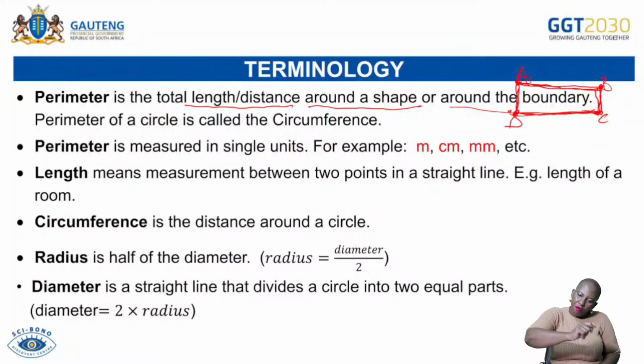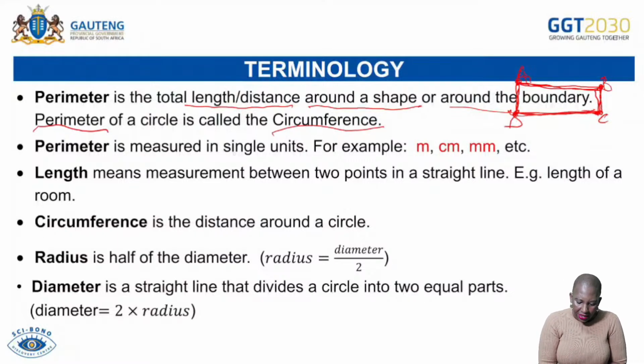Because you'll be moving outside, we are not focusing on the inner part of your body, but just the outside. You'll go from here and move right around up until where you started. So that is also called what? It's the perimeter of a circle, but it's also called circumference. And the perimeter is measured in single units.